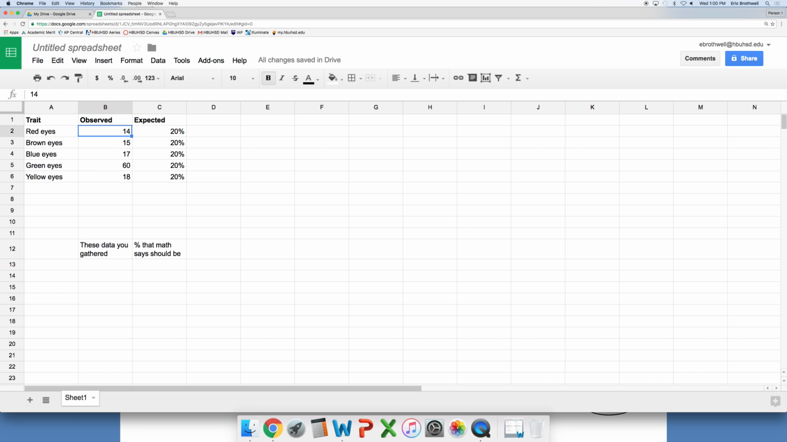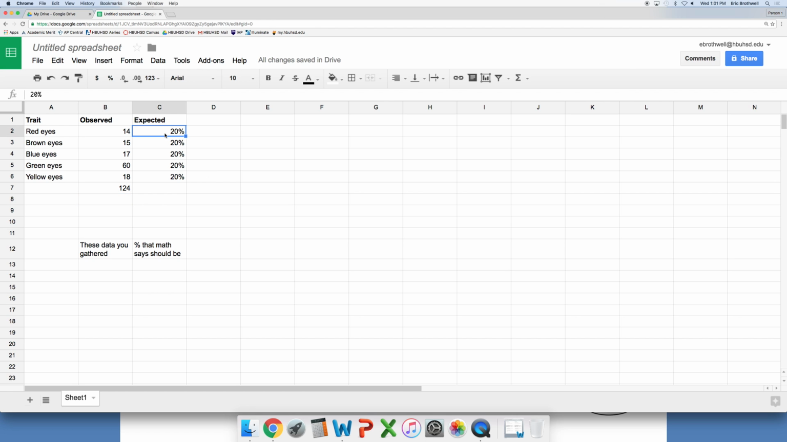Great. So this 20% is of the total. So if I know the total number of observations, 20% of them should be red eyes, 20% brown eyes, 20% blue eyes, 20% green, 20% yellow. So I could figure out the total if I ask for the sum from this point to this point. So by saying equal sum, equal means do math, sum means add them up, and it's going to add up all the cells within the parentheses. B2 is this cell, B and 2. Colon means go all the way to whatever number comes next, which is cell B6, which is why that highlights up. I get 124. Hooray.